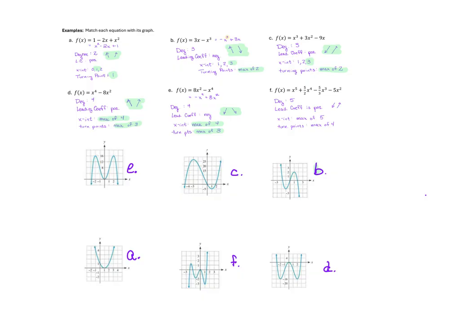We do have our end behavior is down on the left, up on the right. If we count our x-intercepts, we have 4, which is less than 5. That's allowed. And we do have 4 turning points.